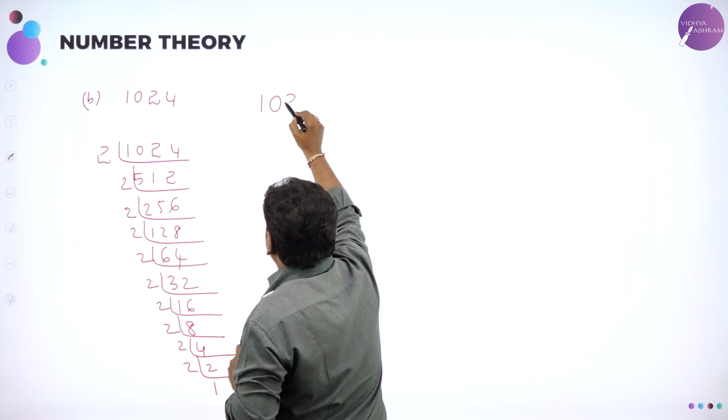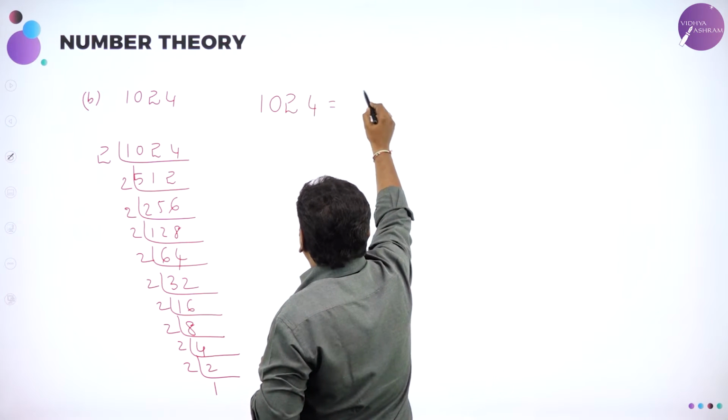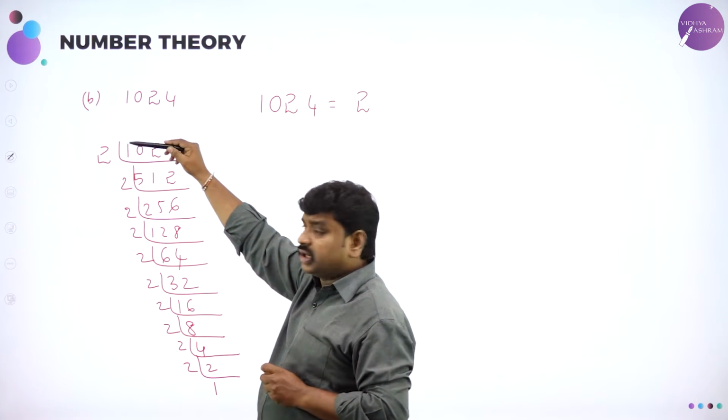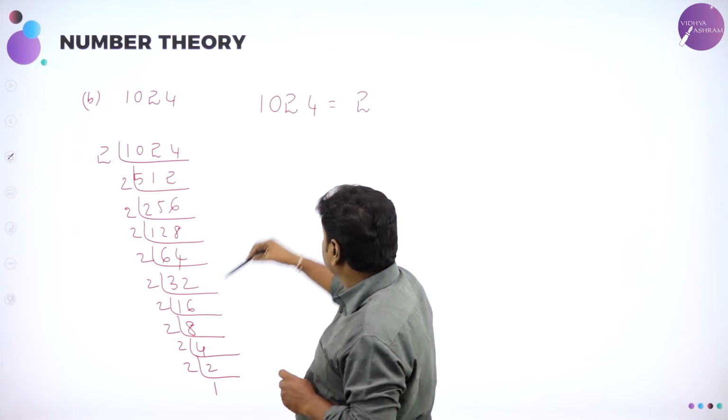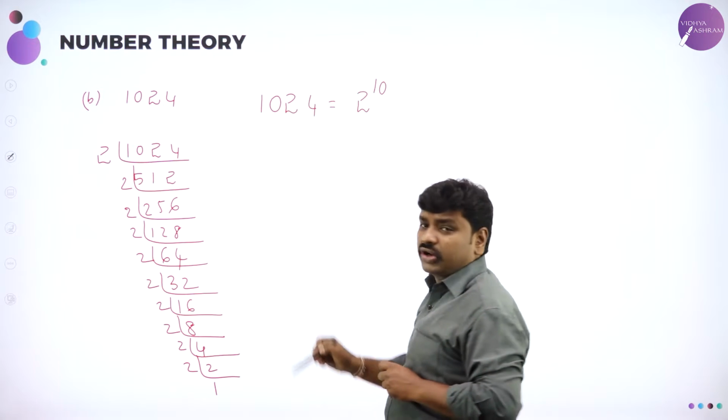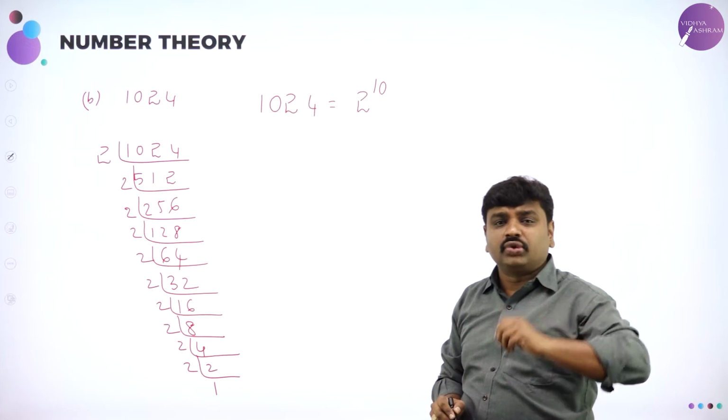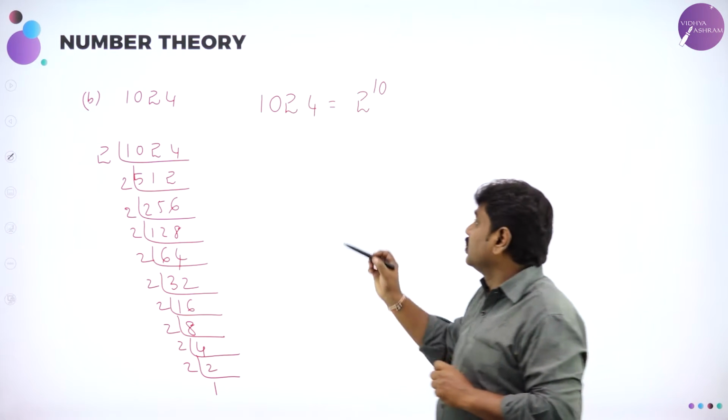Now 1024, I'll write it as 2 power, count how many 2s there are: 1 2 3 4 5 6 7 8 9 10. So 2 power 10. This is the canonical form. So I wrote 1024 as 2 power 10.